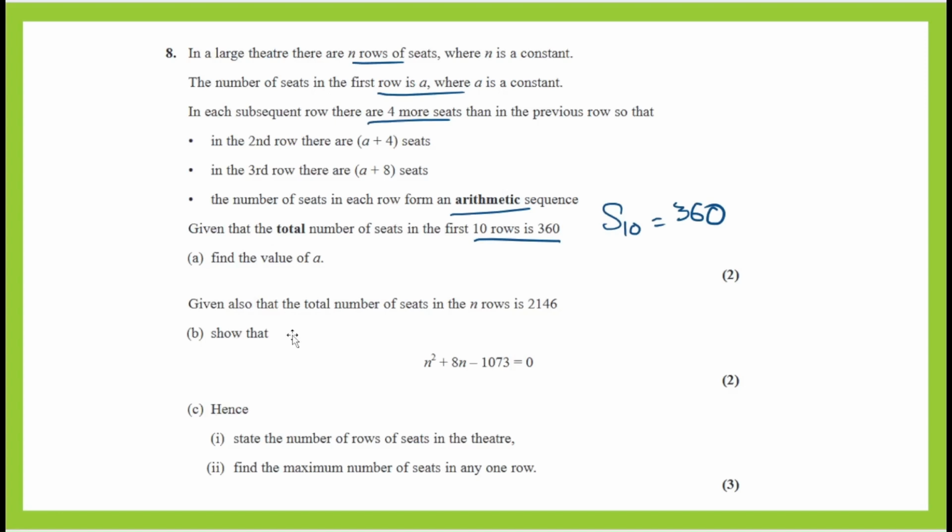Then attempt to calculate the value of A. The number of seats in the first row is A. In the second row, there are A plus 4 seats. In the third row, there are A plus 8 seats. Hence A, A plus 4, A plus 8 form an arithmetic sequence.